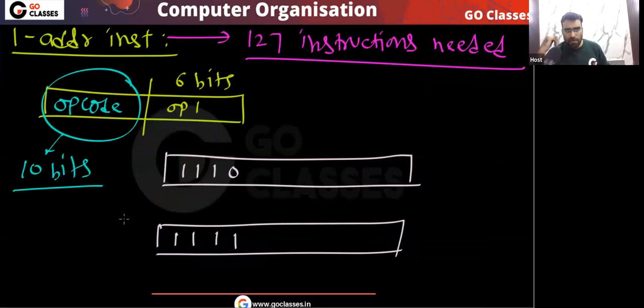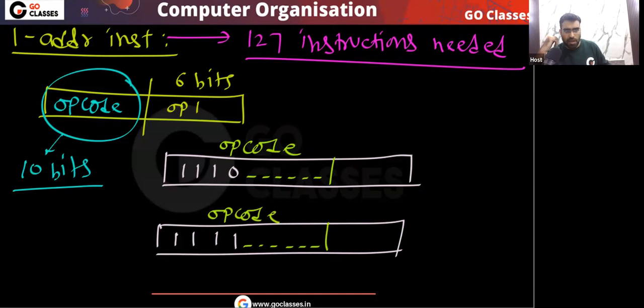Okay, now you tell me. Remember, the opcode size is actually 10 bits, right? So there are 6 more bits here. This entire thing is your opcode. Yes or no? And here you have a 6-bit operand. So tell me, how many 1 address instructions can I create?